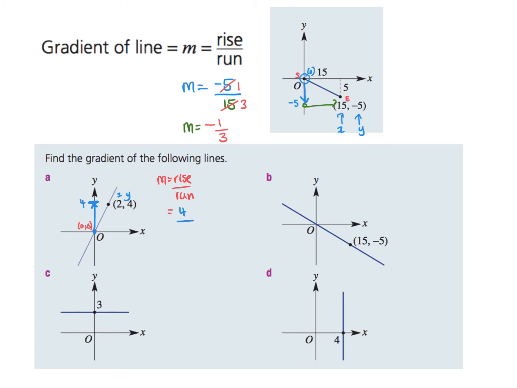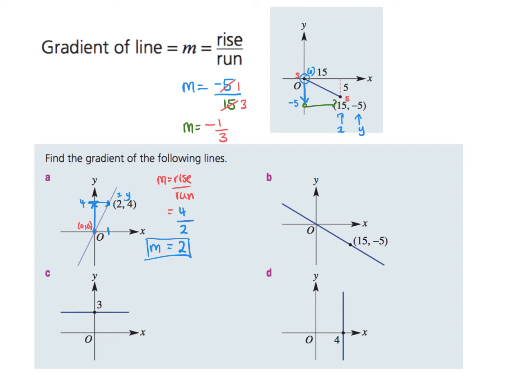And what was my run? I've gone from this x equals 0 over to this x. How far have I run across? 2, awesome. So we can simplify 4 over 2. That equals a whole number, 2. So we know the gradient here is 2.